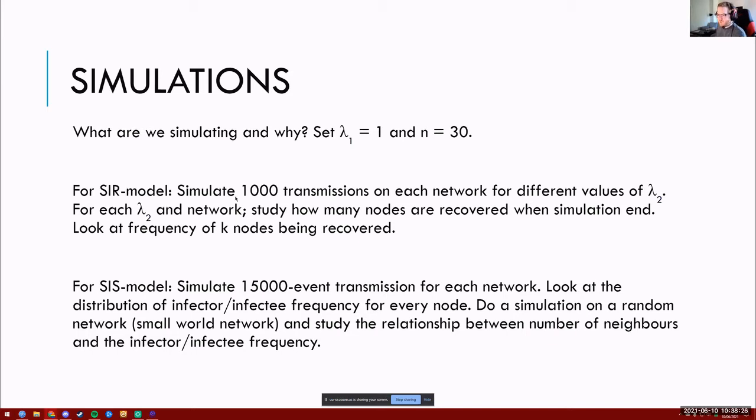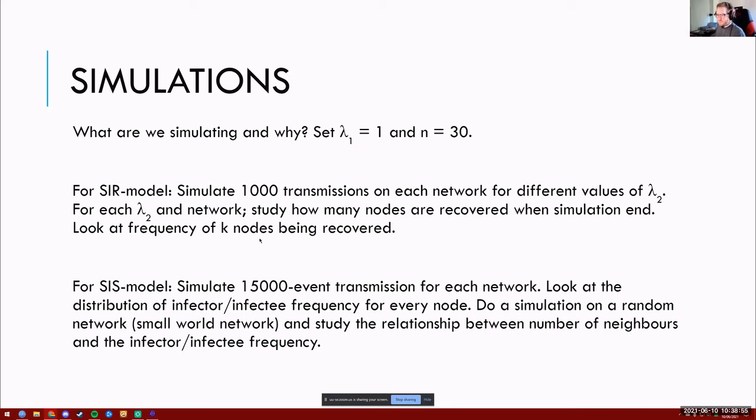And so for the SIR model, then we're going to simulate 1,000 transmissions on every network for 4 different values of lambda 2. And for each lambda 2 network, we're going to study how many of the nodes are recovered when the simulation ends. And then we'll look at the frequency of k nodes being recovered, where k is a number between 1 and 30, because we can't have more than 30 recovered nodes because we only have 30 nodes.